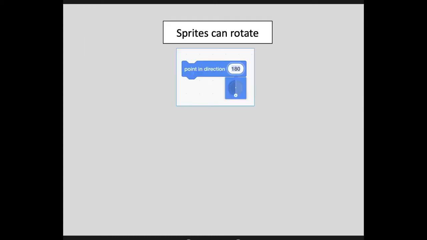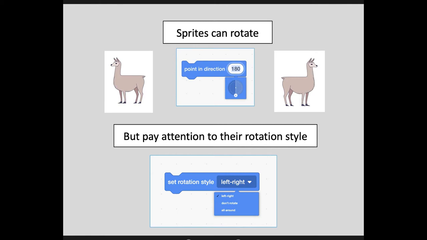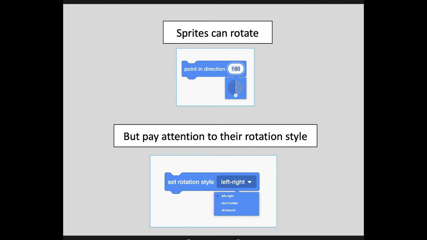Also know that sprites can rotate. This point in direction command will let him spin around, but we have to pay attention to their rotation style. If you want llama to face the left or the right without flipping over onto his head, you choose the left-right rotation style. The next option in the drop-down menu, don't rotate, means just that. Llama won't turn at all, no matter what kind of code is placed on him. The last option, all around, will let him rotate a full 360 degrees. We'll revisit this in a minute, and I promise it will make sense.